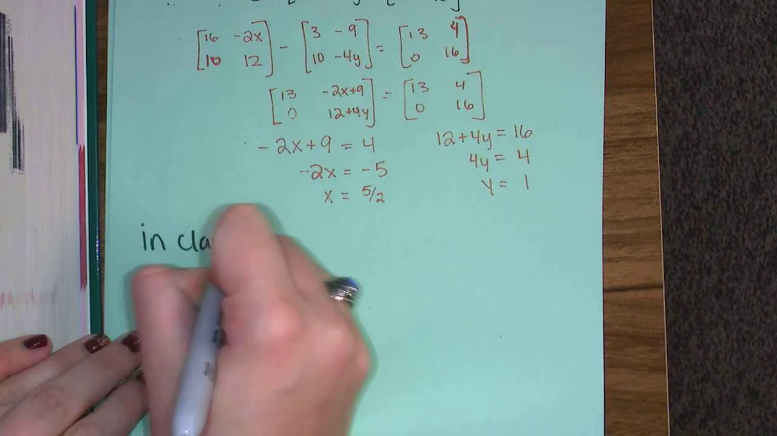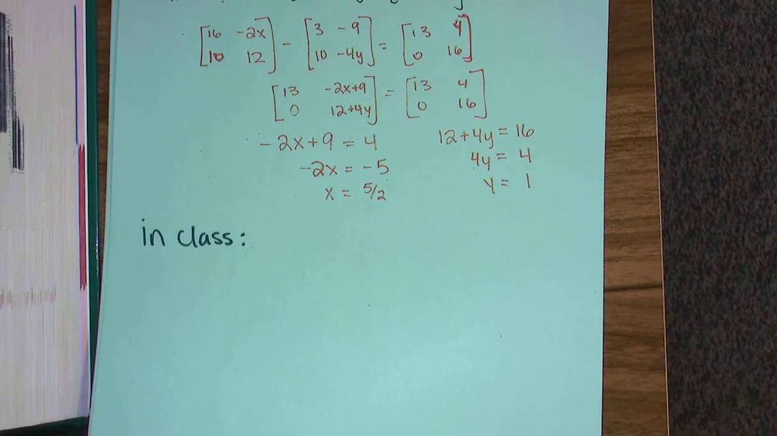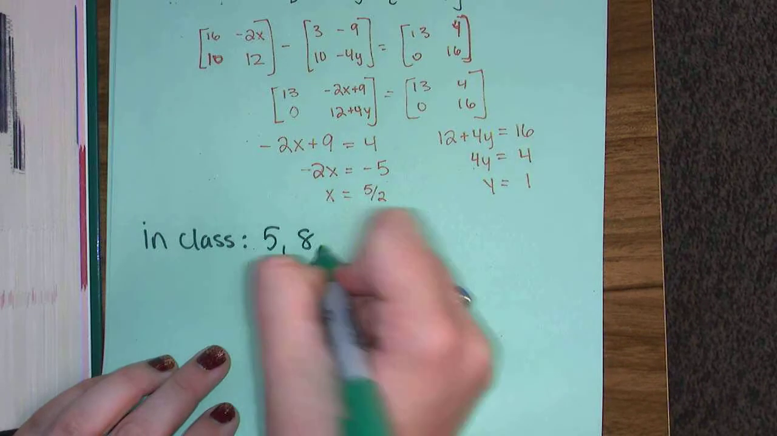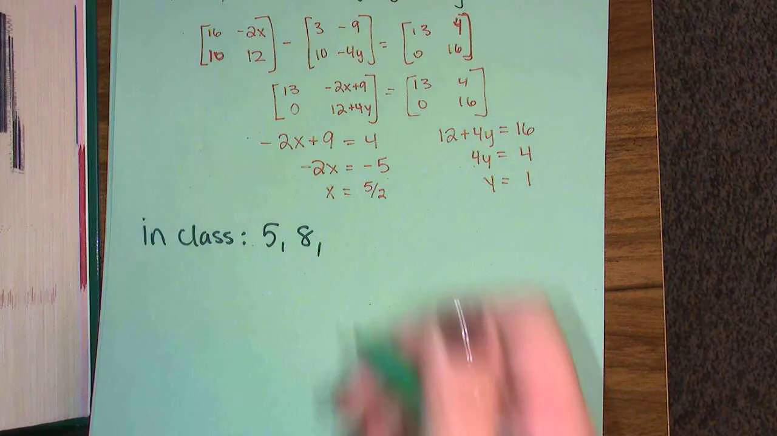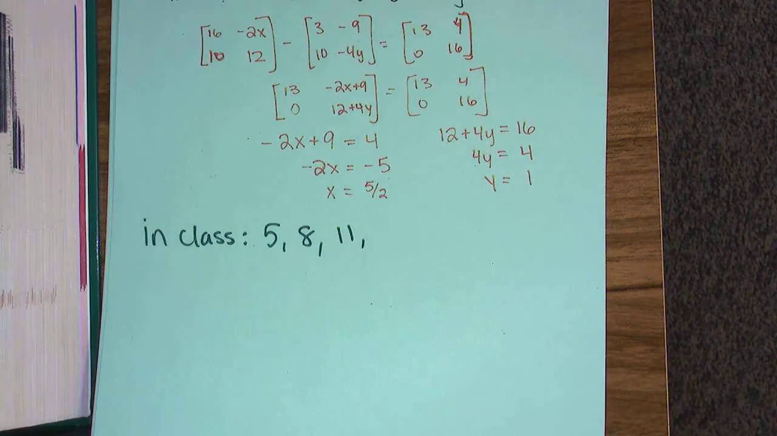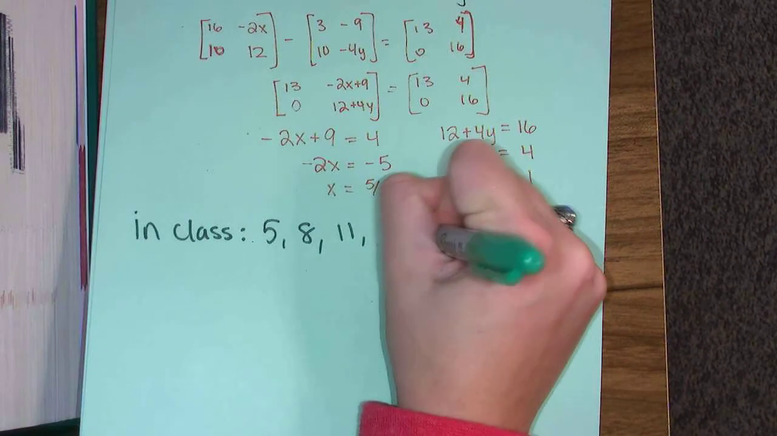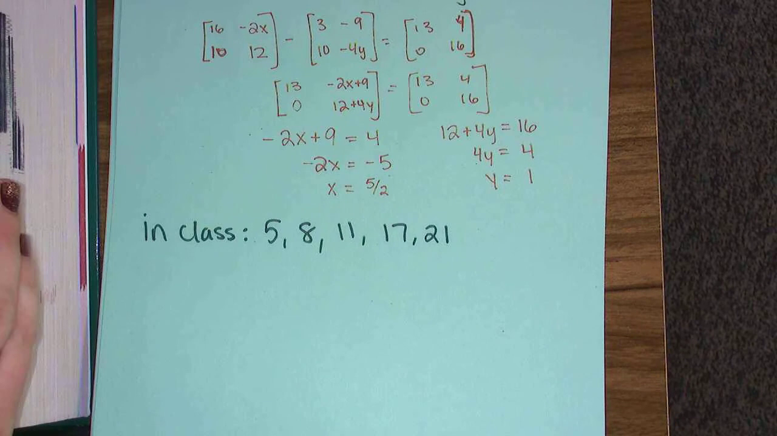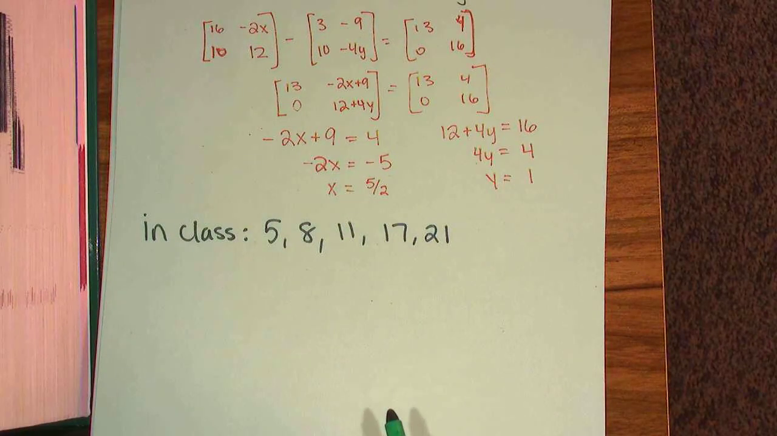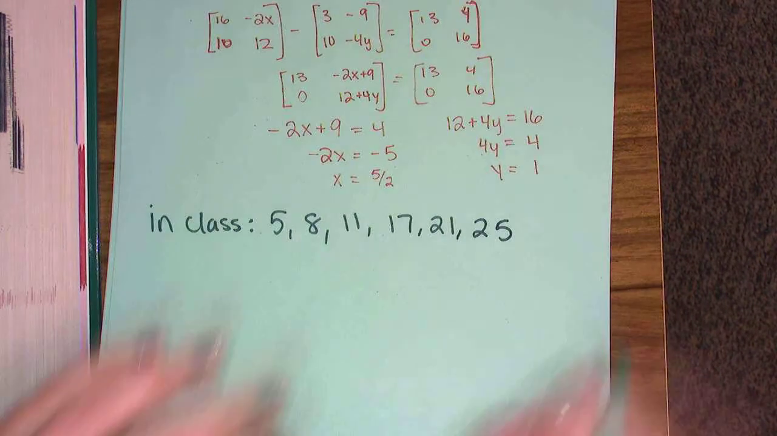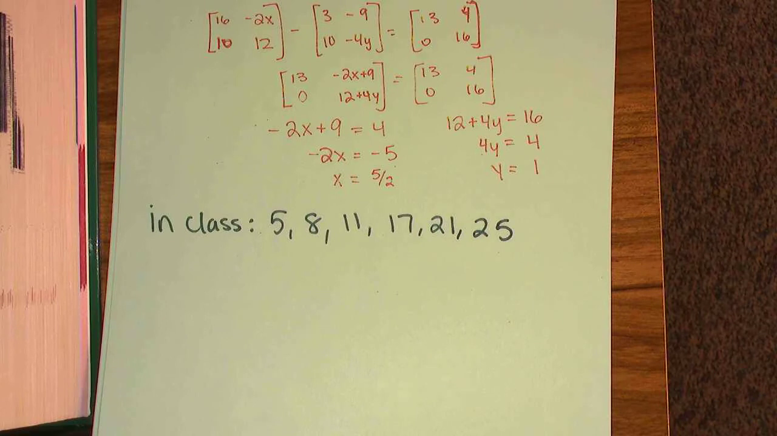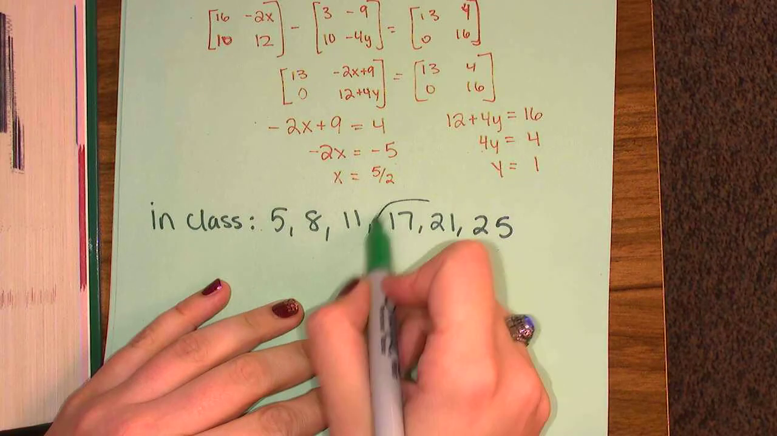So your problems. Alright, there you go. 5, 8, 11, 17, 21, and 25. Okay, so 17 and 21 can be done on the calculator.